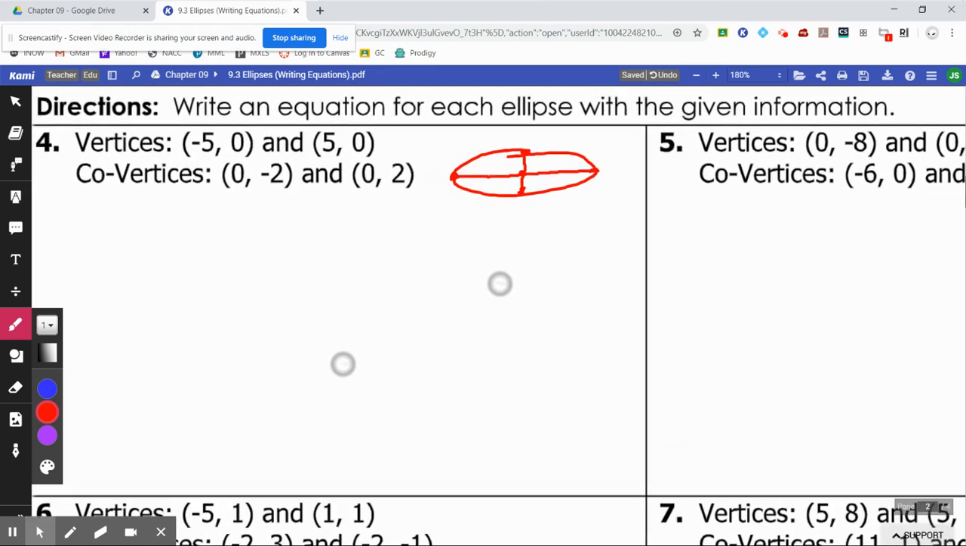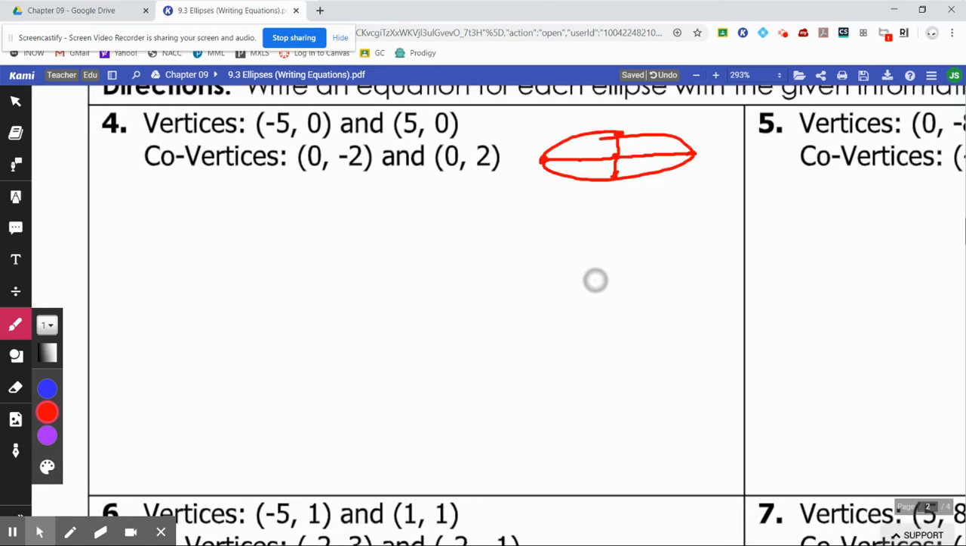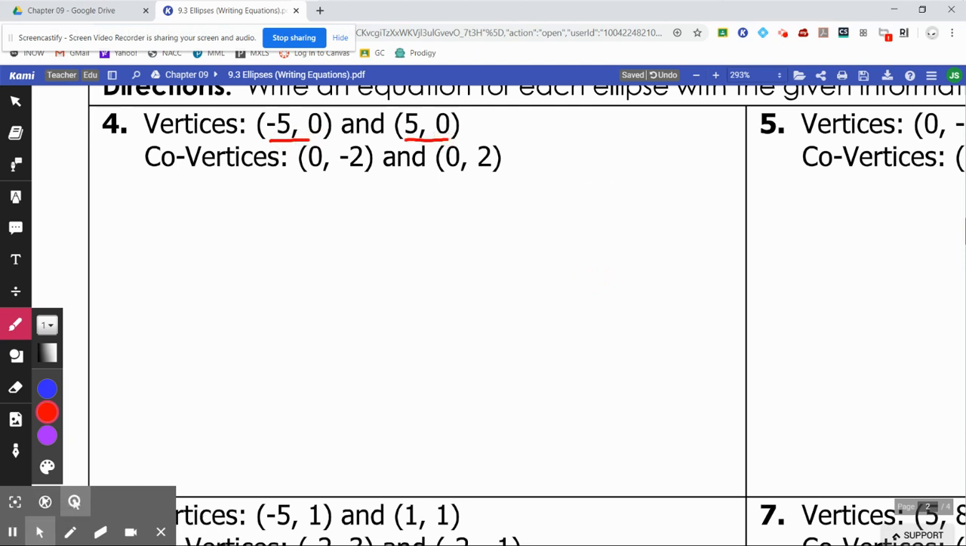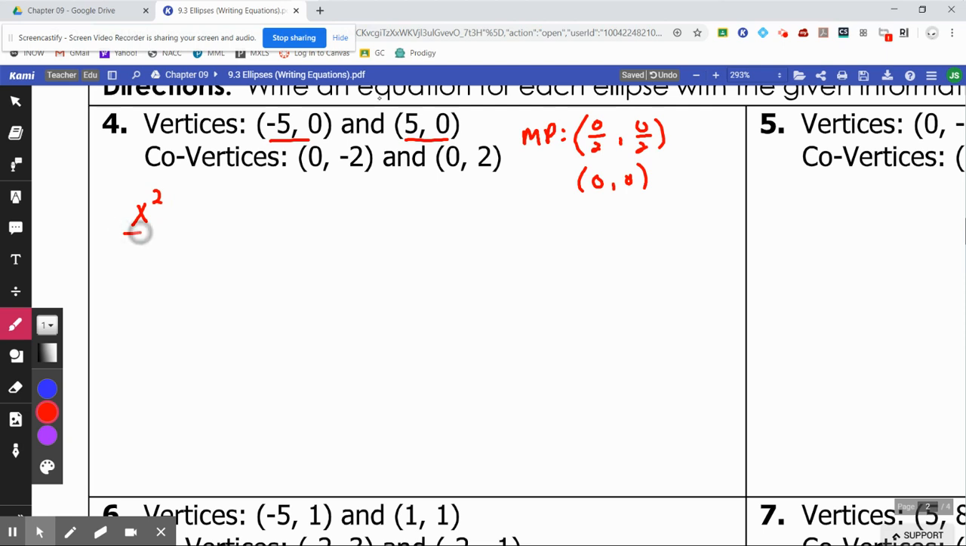So number 4, we have some vertices and we have some co-vertices. So first off, let's find out where our center is going to be. To find that center, it's going to be directly in between here and here. So we're going to, again, use our midpoint formula. If you don't remember your midpoint formula, you add your x's divided by 2, add your y's divided by 2. Add your x's, you get 0 divided by 2, add your y's, you get 0 divided by 2. So my midpoint here is (0, 0). So that gives us part of our equation: x squared over something plus y squared over something is equal to 1, because this has not been translated left or right or up or down.